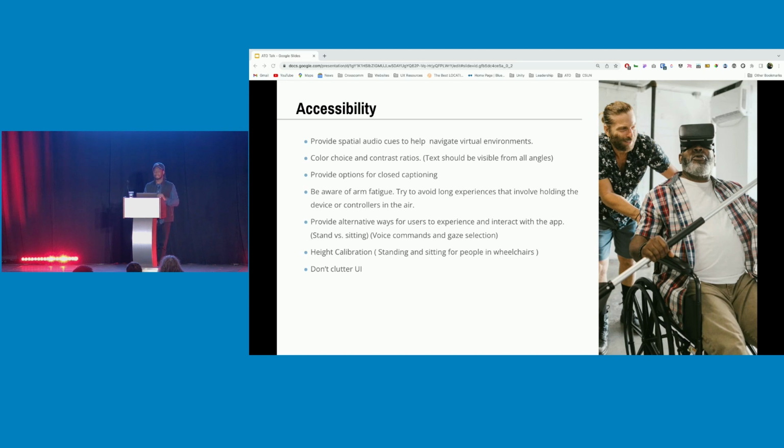And then lastly, this is something you will hear me say in a variety of ways throughout the presentation, and it's really important to me, and that is: do not clutter the UI.